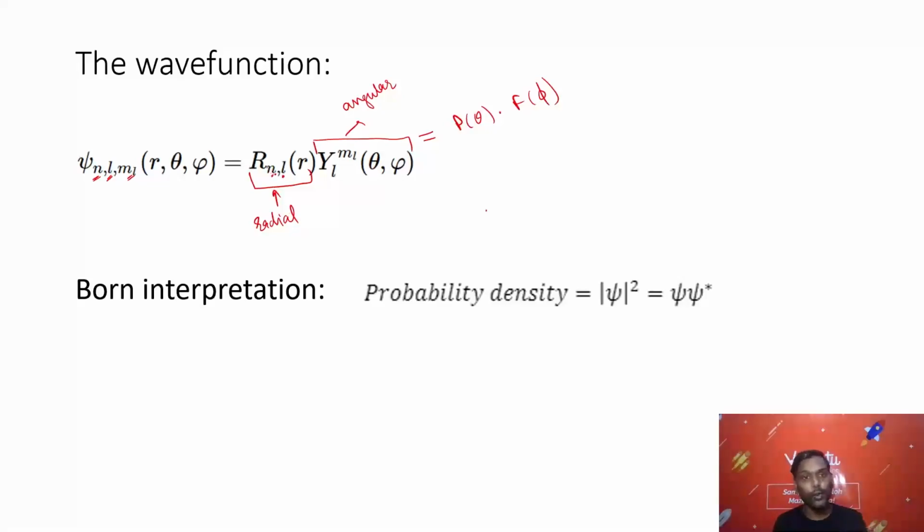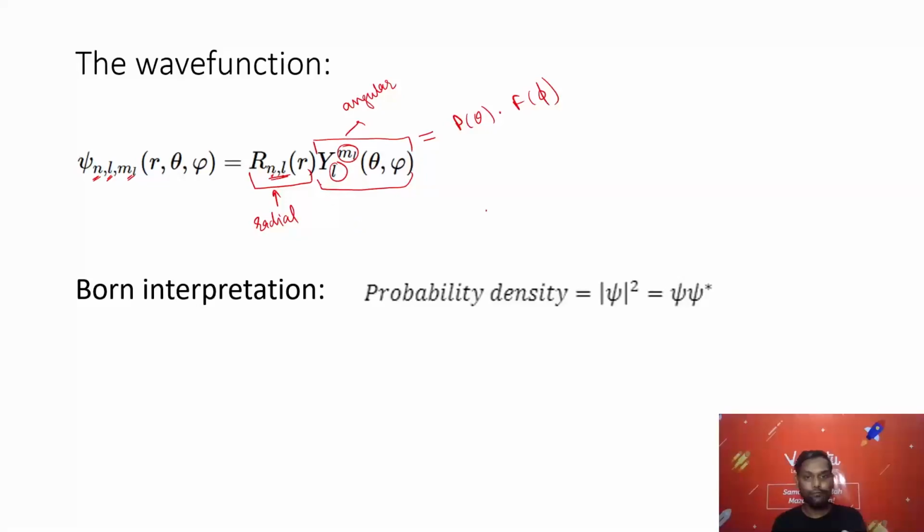Because if n is known, l is known. I will know whether it is a 3p subshell or a 2s subshell or a 4d subshell, whatever. I will be able to find that. But I won't be able to tell the orbital of that subshell because there is no m_l term in this. So to get the orbital also, you need the angular part of the wave function, which has l and m_l as the quantum numbers.